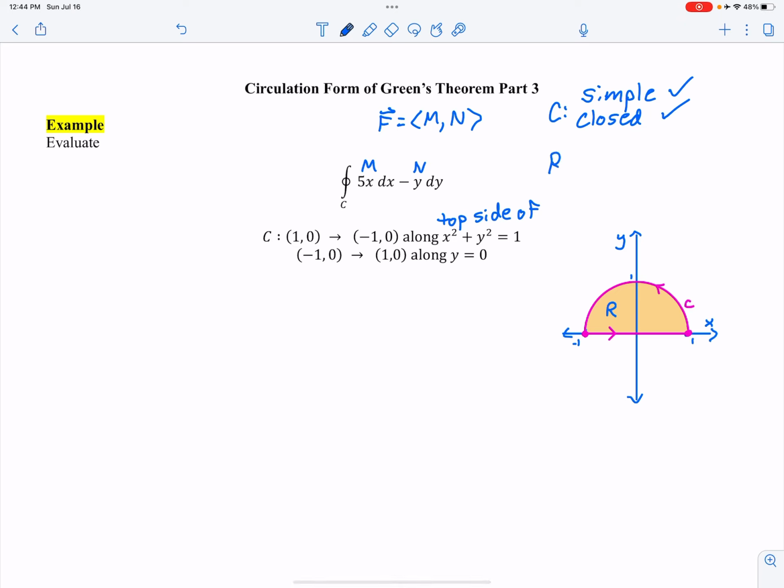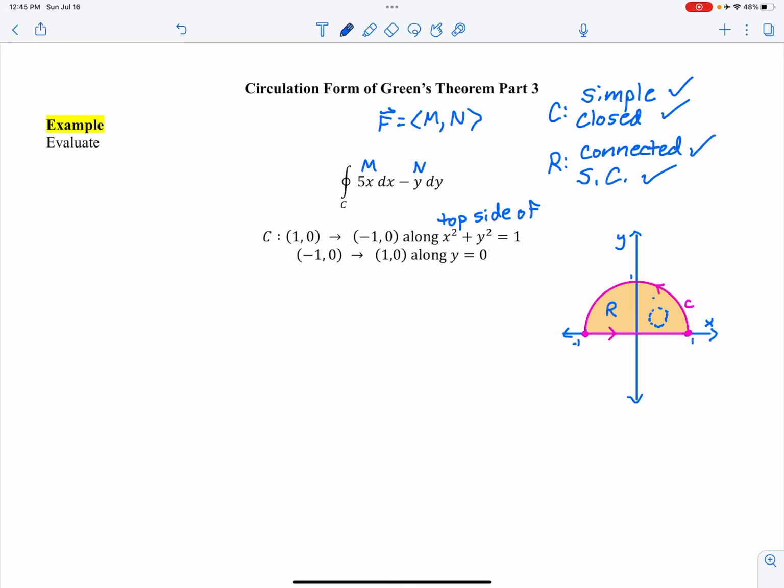And then the region R, is it connected? That means I can take any two points inside of R, and I can connect them and stay inside of R. Yep. Simply connected means that if I put any open region inside of R, I can contract it down to a point in R. Yeah, that's obvious there. All right, so this means I can use Green's theorem.